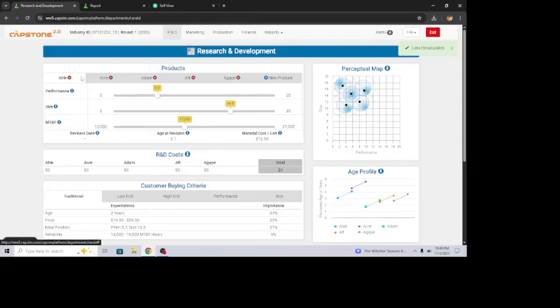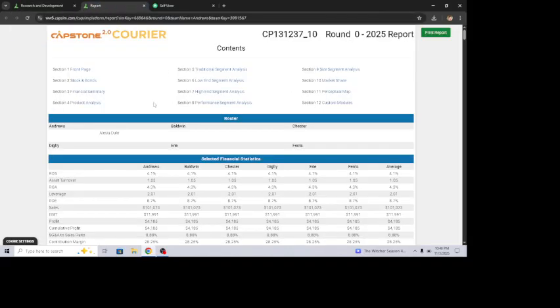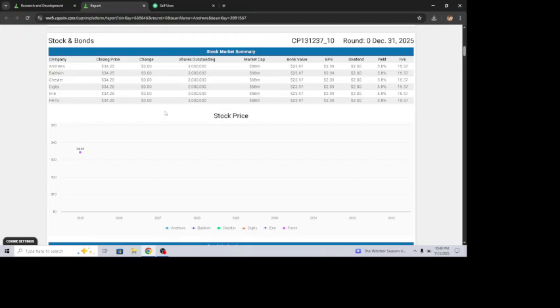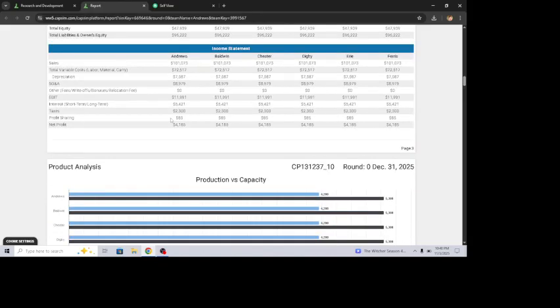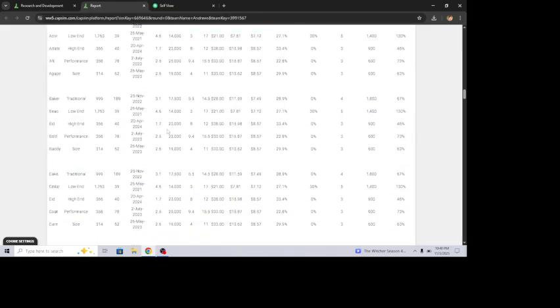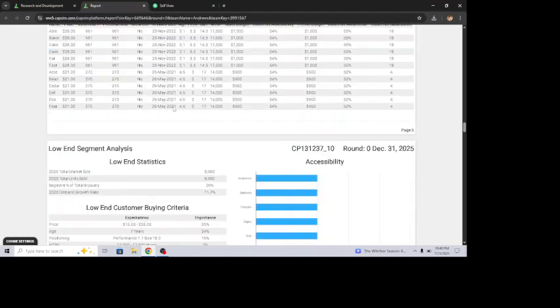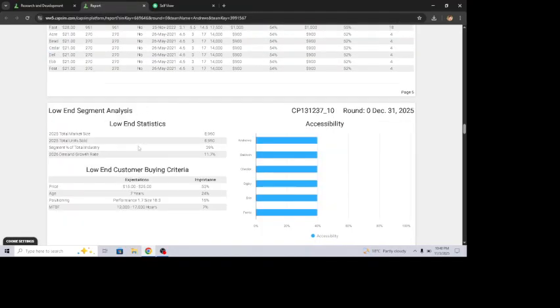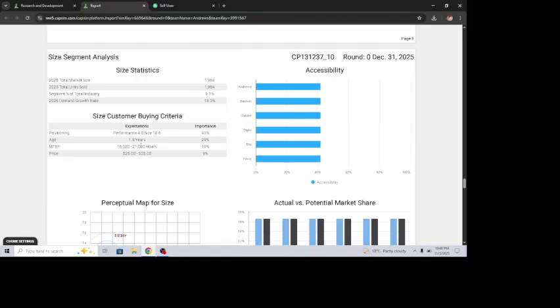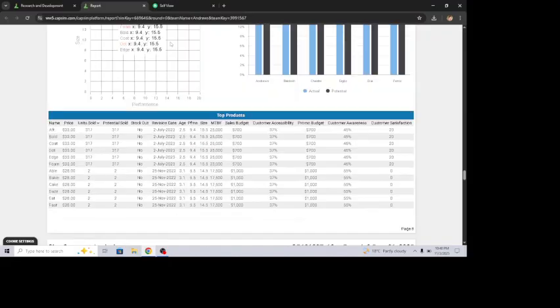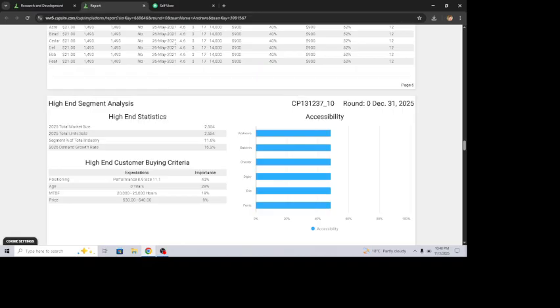So looking at the R&D, we have products Able, Acre, Adam, Aft, Agape, and going back to our reports, we realize that we have various segments. So for instance, we have the traditional market segment, the low end segment analysis, the high end, the performance, and we finally have the size. So we have 5 market segments, and these 5 market segments have different customer buying criteria.